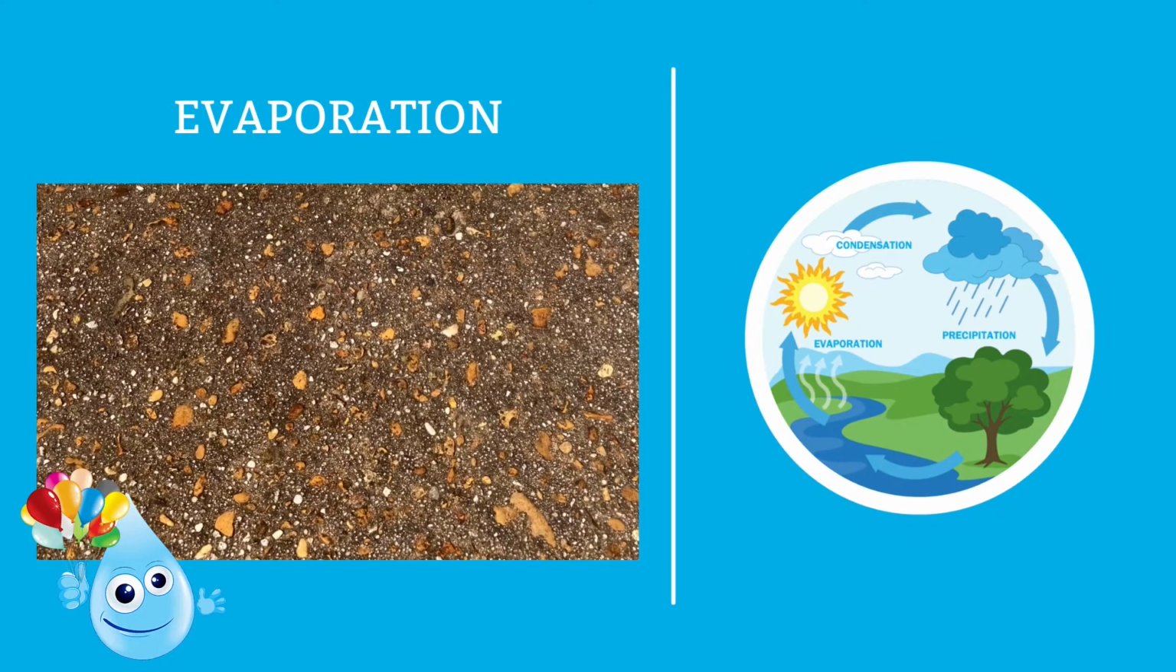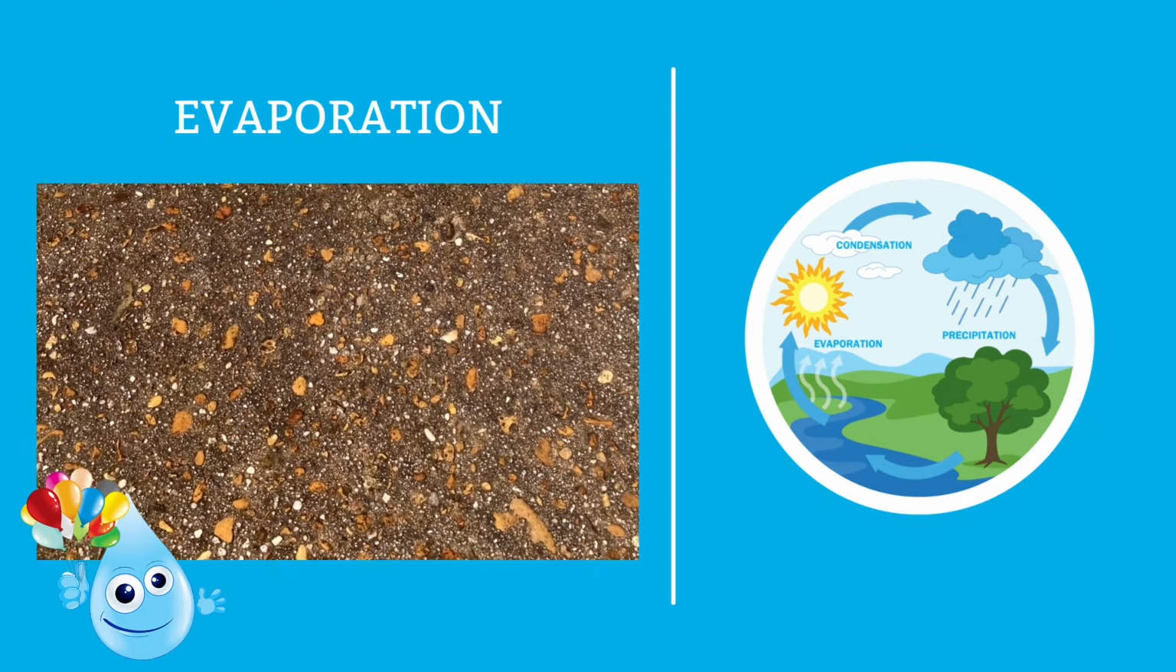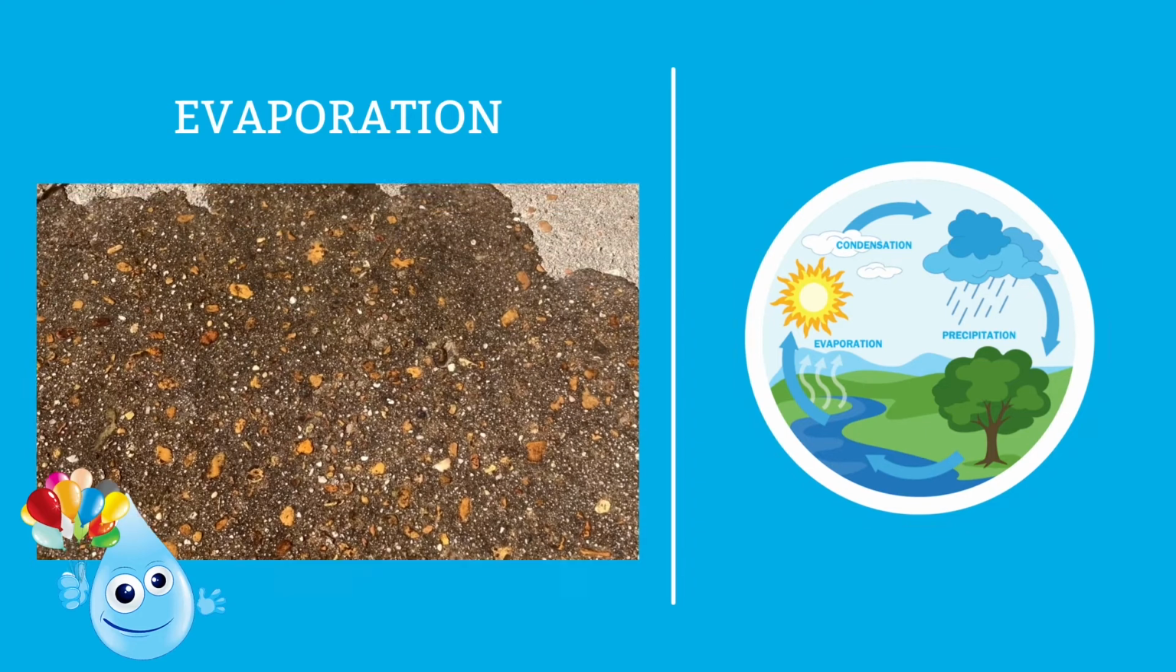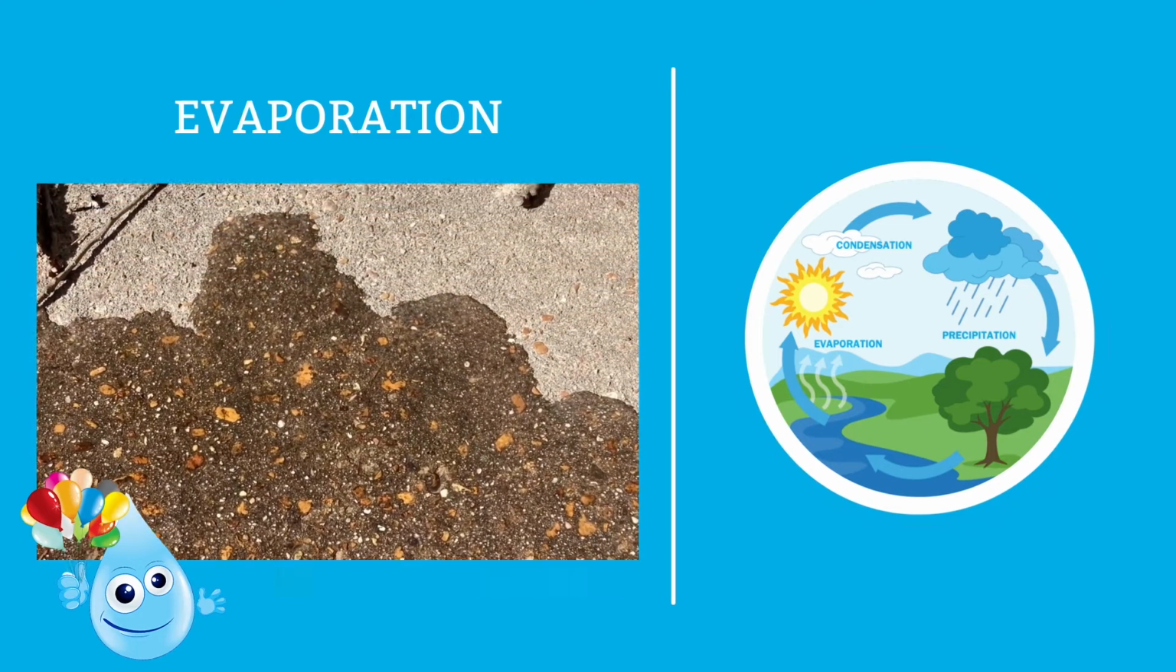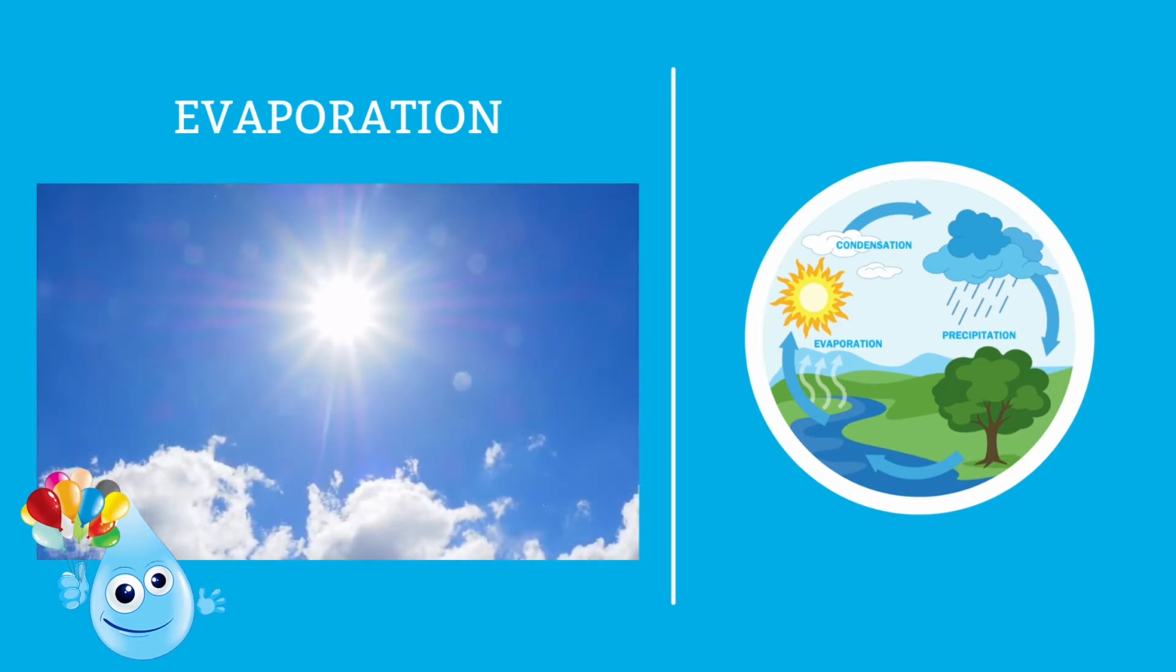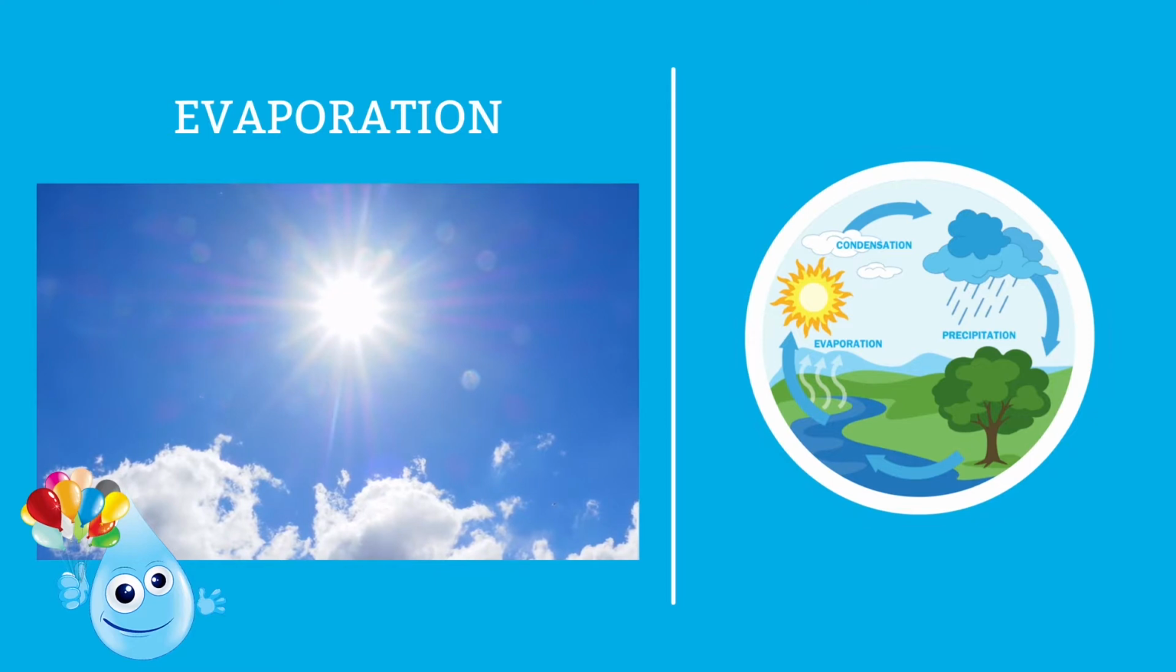Think about what happens when you spill water on the sidewalk outside. Does it stay there forever? No, it disappears. But where does it go? It evaporates. Evaporation happens when the sun heats up the earth or surface water and causes water droplets to rise into the sky. We call the droplets water vapor.